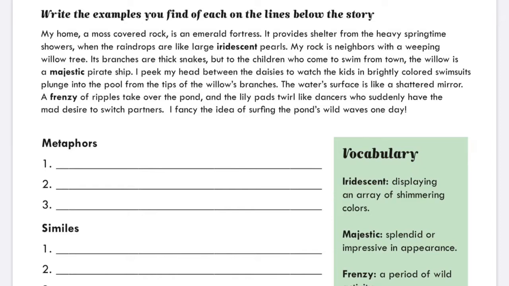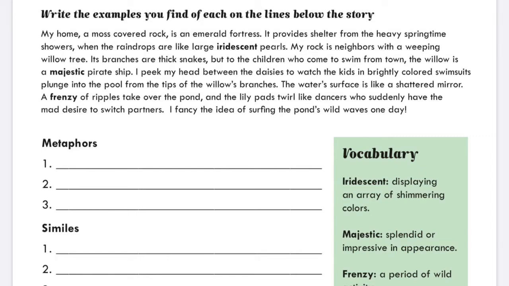This is my home. A moss-covered rock is an emerald fortress. It provides shelter from the heavy springtime showers when the raindrops are like large iridescent pearls. My rock is neighbors with a weeping willow tree. Its branches are thick snakes. But to the children who come to swim from town, the willow is a majestic pirate ship.